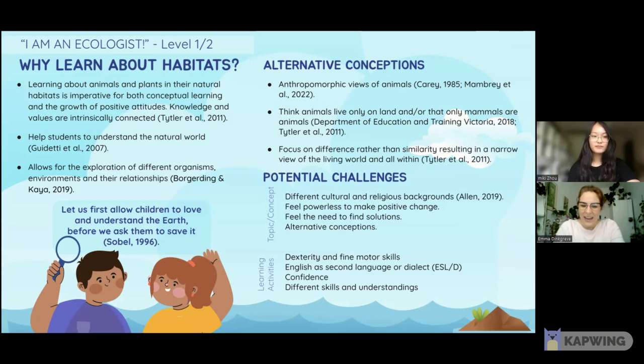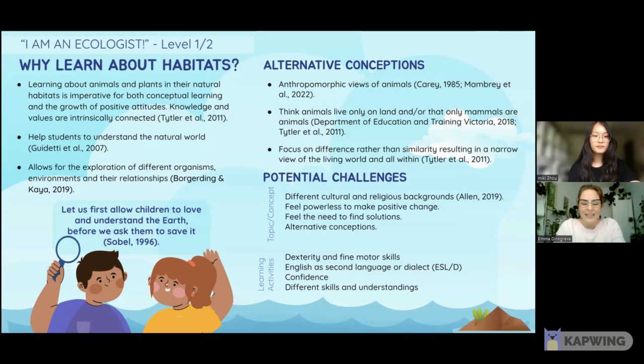Despite seeing animals in this way, some Year 1 and 2 students have no conception of humans as animals. The literature suggested further confusion can arise regarding the classification of animals, as some students don't view invertebrates or aquatic species as animals. Additionally, students and sometimes teachers focus on differences rather than similarities between the classes, which results in a narrow and limited understanding of the world and all within.